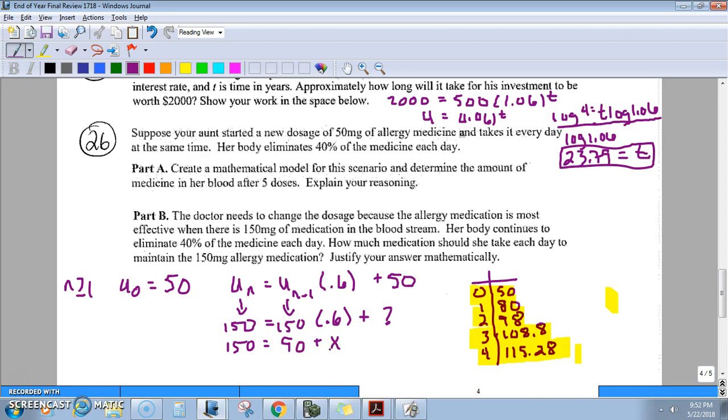To get x by itself, we just subtract 90 from both sides, and we get, I think, 60. X equals 60. And what does that stand for? That stands for the milligrams that she needs to take every day in order to keep 150 milligrams of medication in her bloodstream each day. Boom.